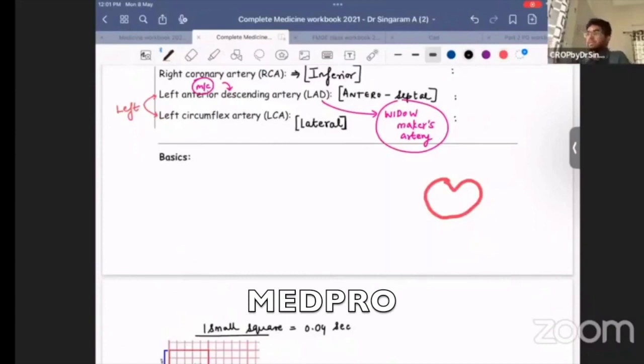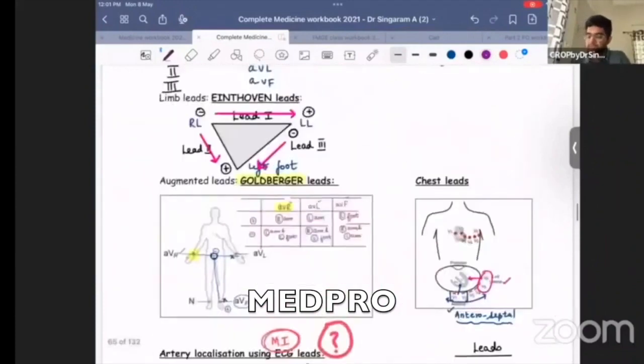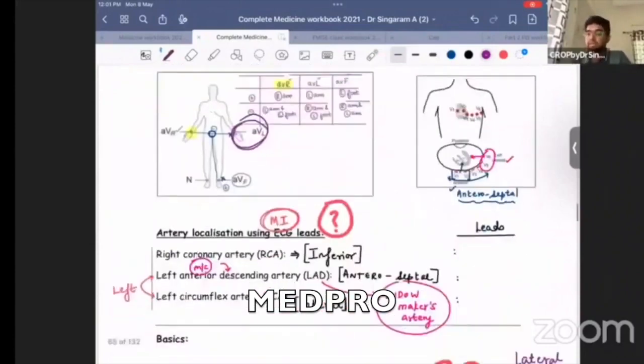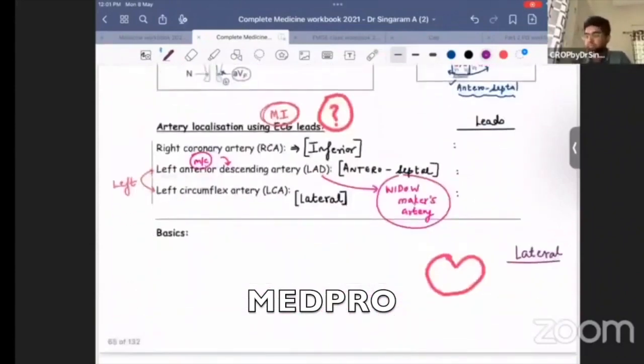For example, if I say the lateral area, what are the leads which are looking at the heart from the lateral side? You just try to correlate. Can you see lead 1, which is this area, is actually looking at the heart from the lateral side? That is lead 1. Not only that, this lead also. What is that? AVL is also looking at the heart from the lateral side. So I'm going to put it like this. For lateral, we have lead 1 as well as lead AVL. Along with that, what are the two chest leads which are looking at the heart laterally? V5 and V6. Are you able to follow? All these are looking at the heart laterally.